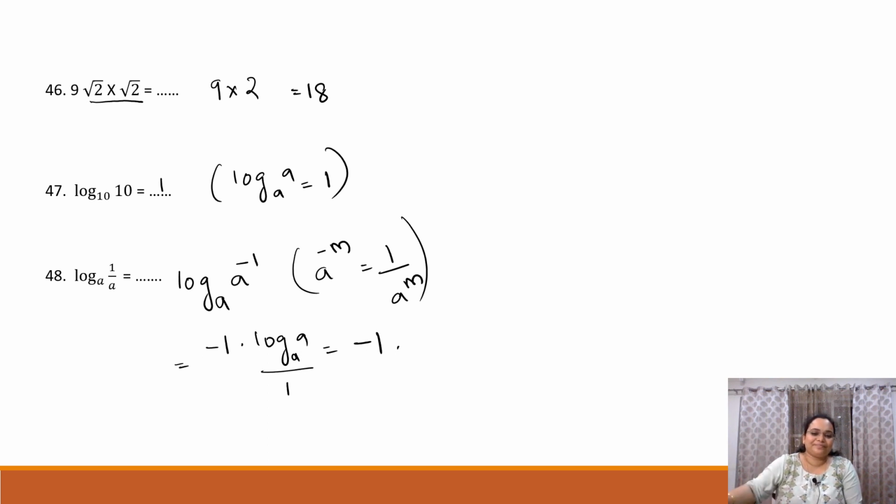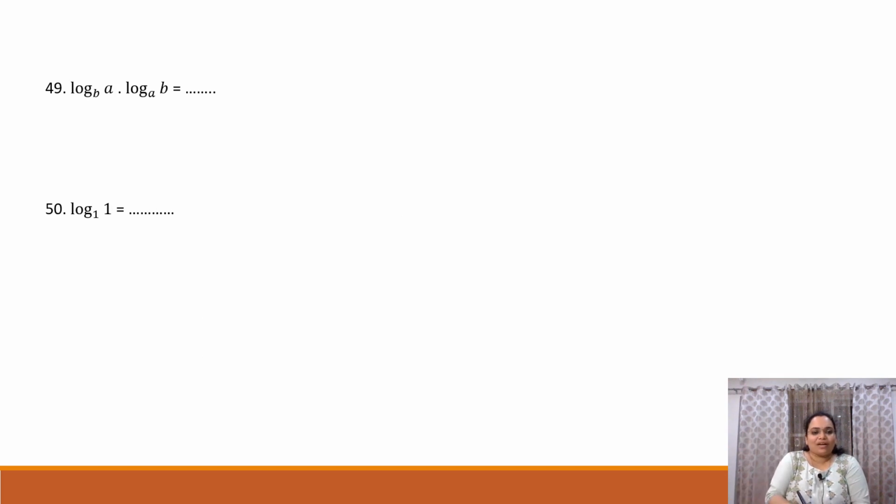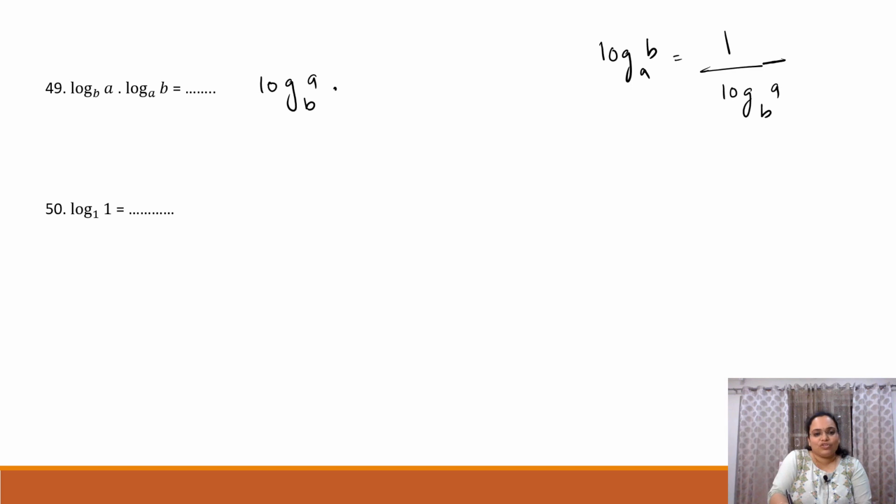Clear? If you observe here, this is log a base b into log b base a. So we have a formula for log b base a. If you want to interchange the values, that will be 1 by log a base b. The log value and the base value can be interchanged, right? So log a base b into 1 by log a base b, these both cancel. It's 1. Here, log 1 to the base 1 is not defined.